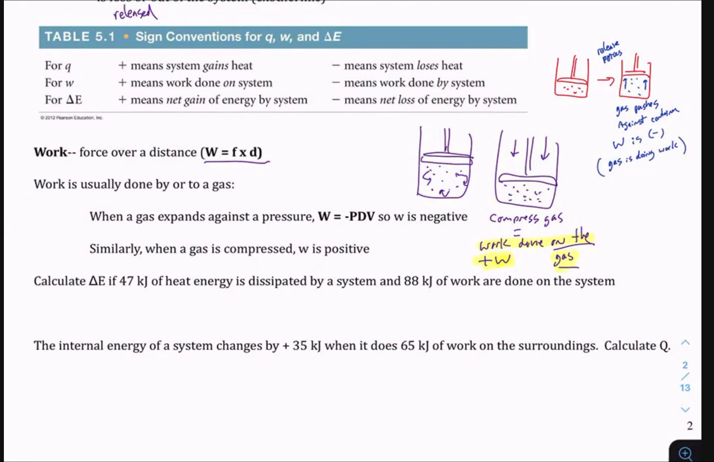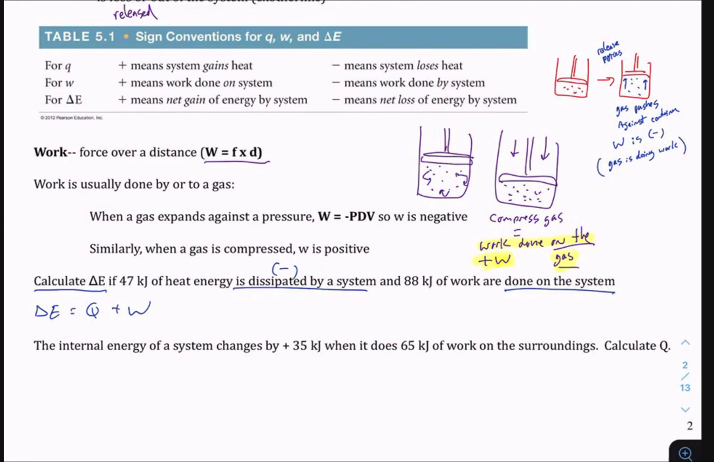So, let's look at this example here. Calculate the delta E if 47 kilojoules of heat energy is dissipated by a system. Dissipated. Okay. If energy is dissipated, the system is dissipating energy outward. Is the sign positive or negative? It would be negative. And 88 kilojoules of work are done on the system.